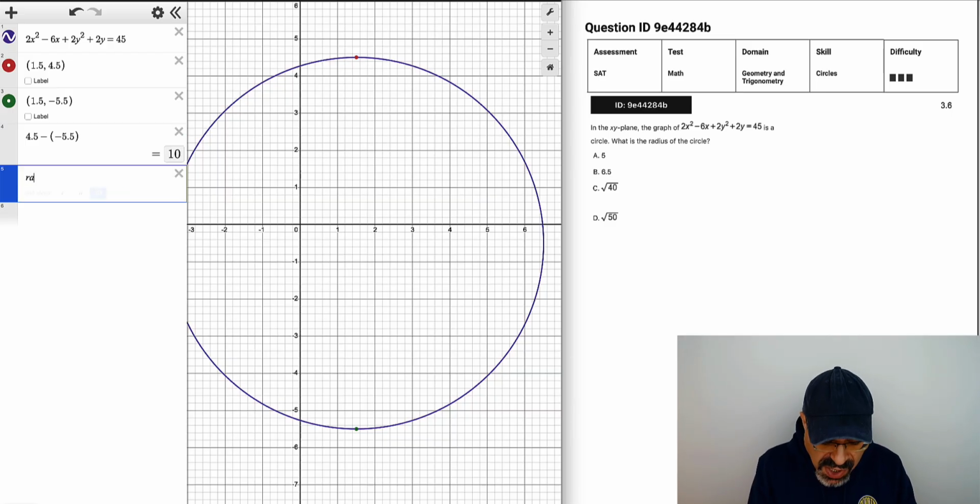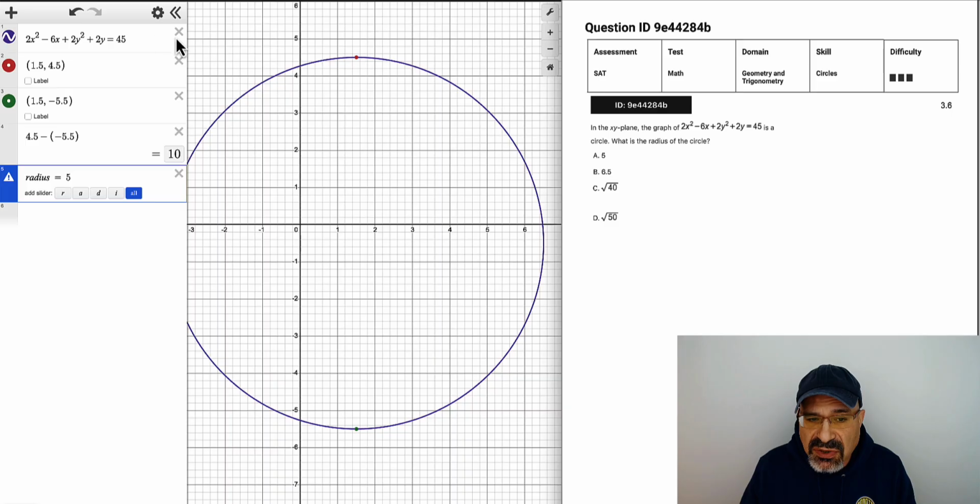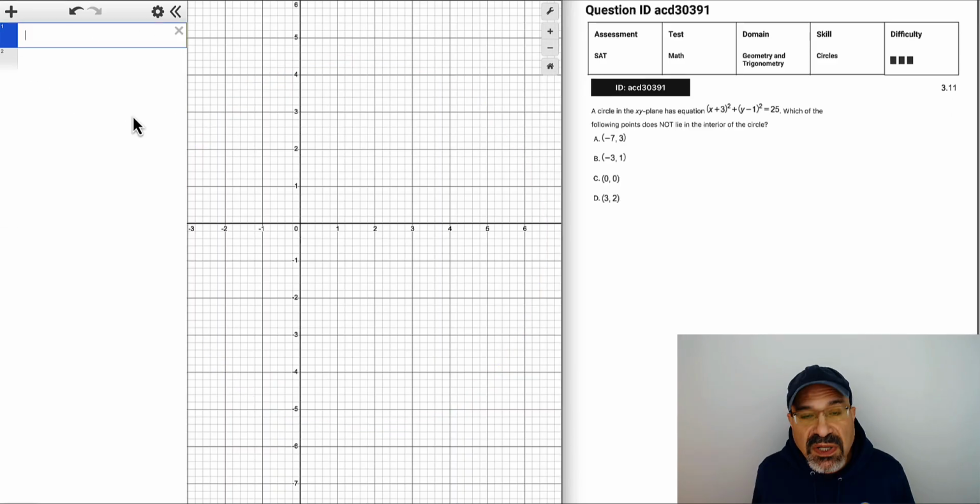The radius must be equal to 5. Okay? So interesting, super easy way to do this question using Desmos. So hope you got a lot out of that, and I'm going to go ahead and post some more of these just because I'm so fascinated with how incredibly powerful Desmos is when you use it on appropriate questions on the SAT.